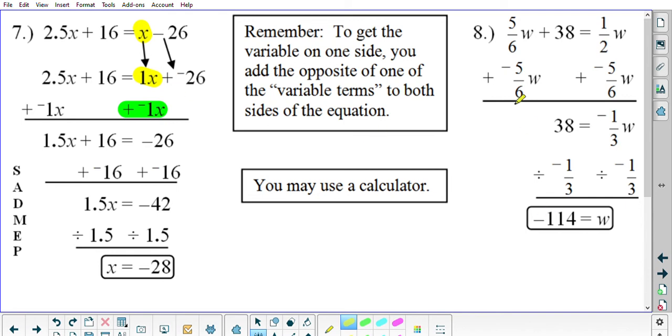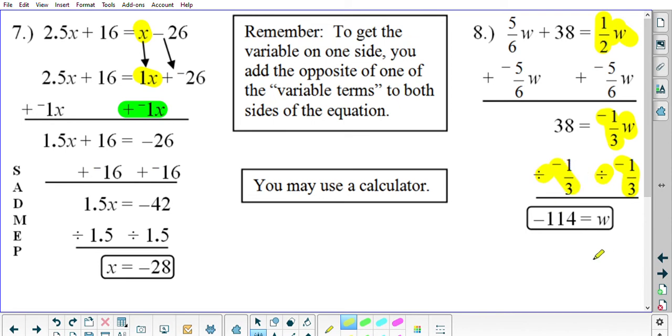Now, you might get some fraction coefficients like we have on number 8. Don't be intimidated by them. You do have a scientific calculator. But reminder, number 8 had only a variable term on the right side, and so I chose to get the variable on that side because then I only have one thing happening to the variable that I have to do the inverse of, which of course would be dividing by negative 1/3.